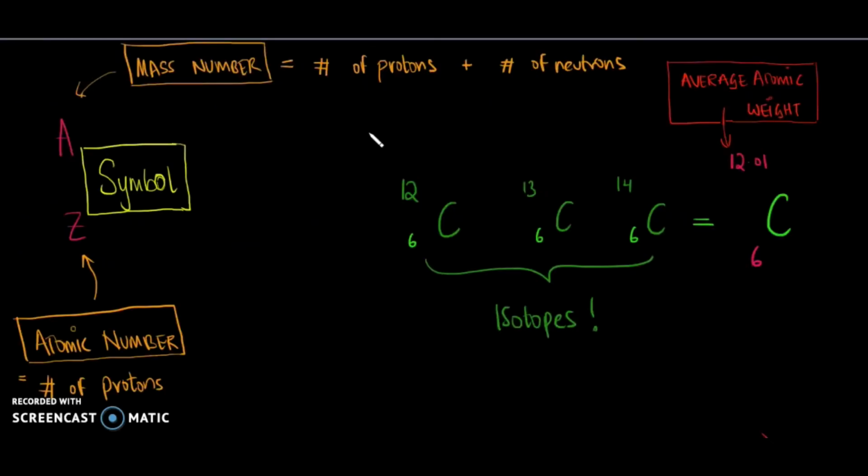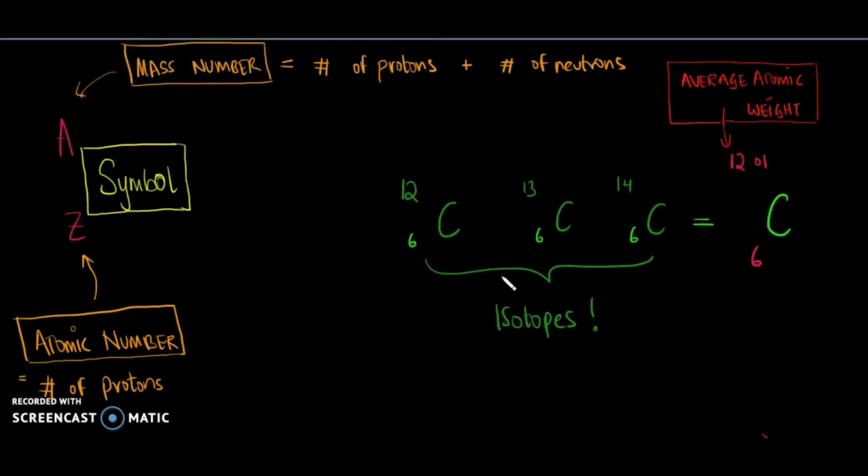Carbon on Earth is found in three different, let's call them versions. We have carbon-12, carbon-13, and carbon-14. All three of them have the same atomic number, 6, so they have the same number of protons, and that's what makes them carbon. The difference lies in their mass number, which is the number of protons plus the number of neutrons. So you have an increment in the number of neutrons as you go from carbon-12 to carbon-14.